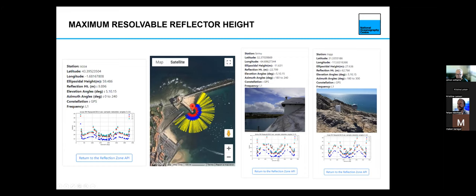And again, for 30 seconds, that height is now not resolvable for the L1, but slightly resolvable for L2 and L5. And then if we go up to near about 60 meters, again for 30 seconds, we wouldn't be able to resolve any signal from that site. So we'd have to increase our sampling to get there.